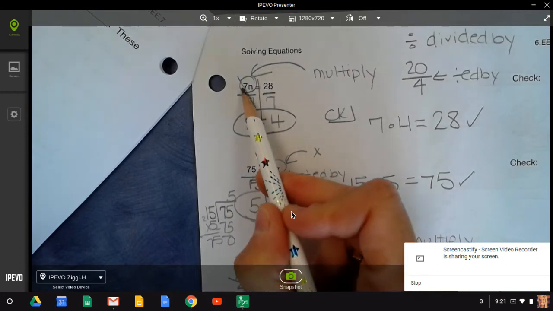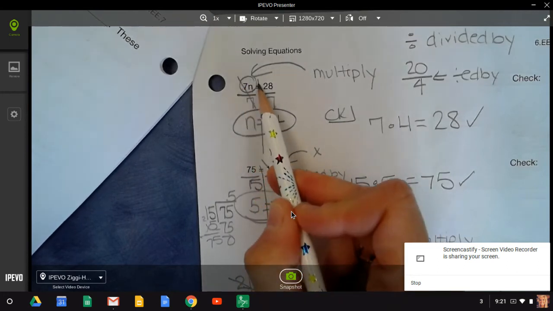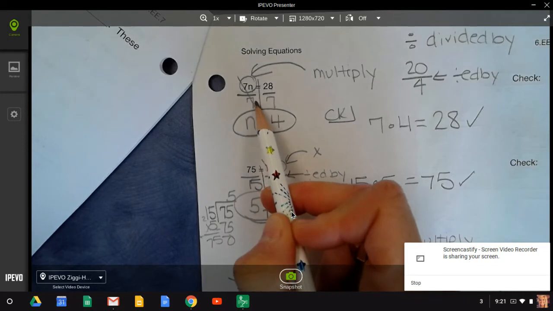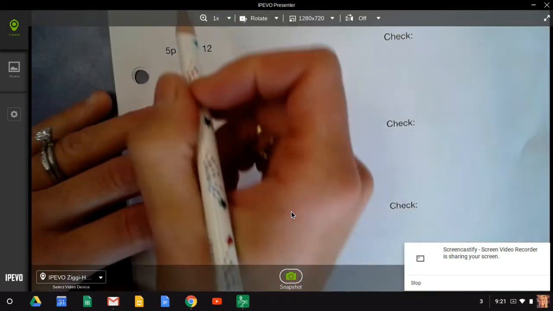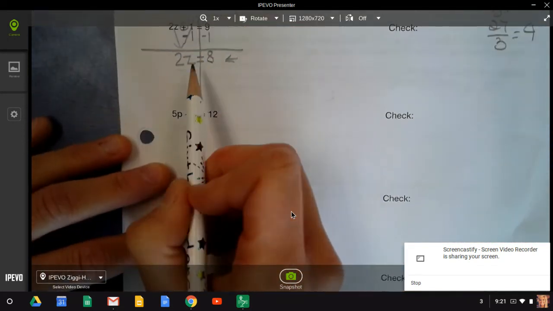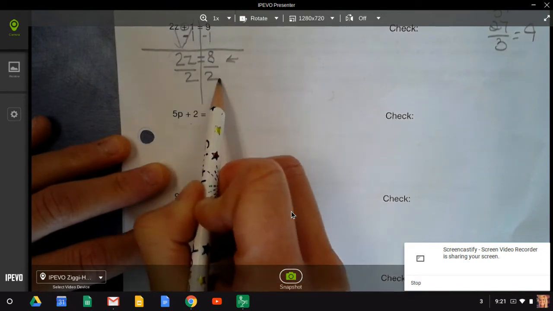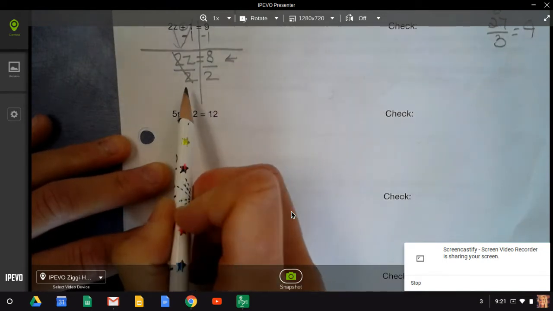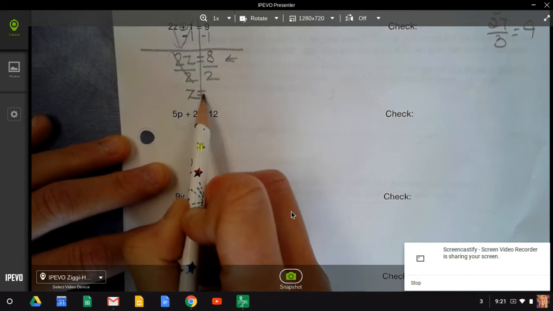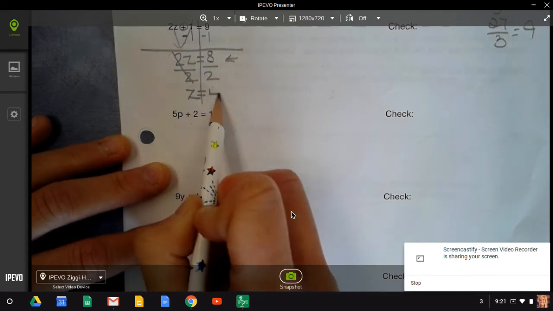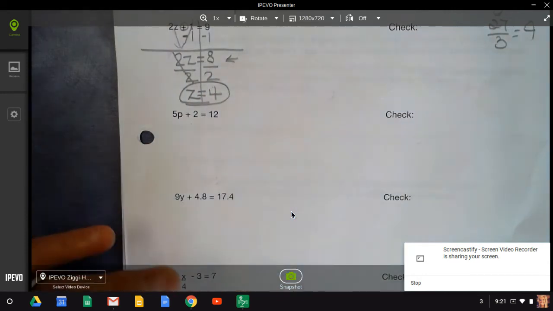So when we have a letter next to a number and there's nothing in between, that means to multiply. We do the inverse, which is division. So now we're going to divide this by 2 to get the variable alone. These cancel because that equals 1, and 1 times z is z. 8 divided by 2 is 4, and so our answer is z equals 4.